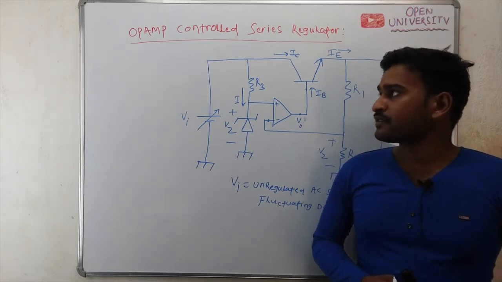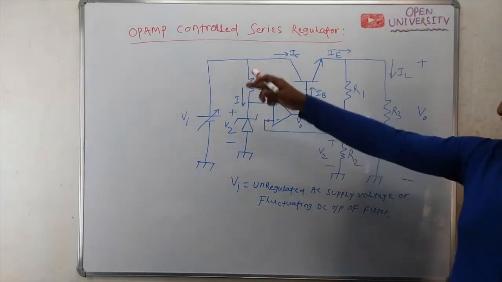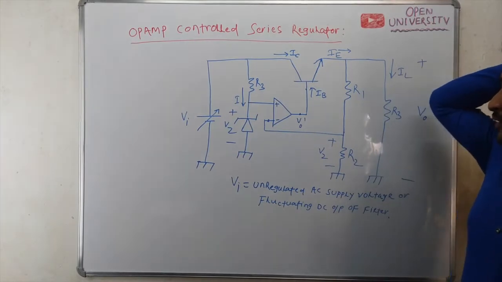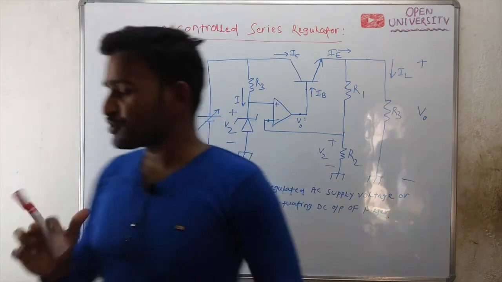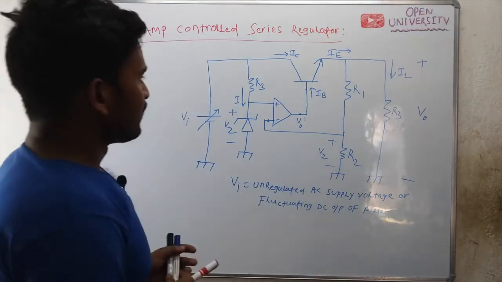In the last class, we gave this heading, op-amp controlled series regulator, and this was your diagram of the op-amp controlled series regulator. Let's understand how it works.